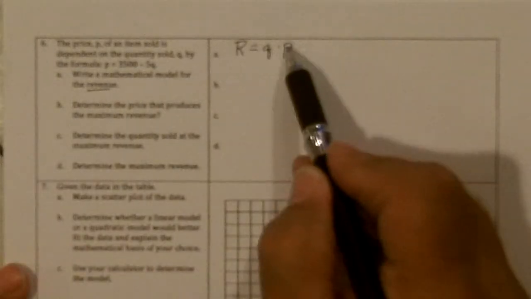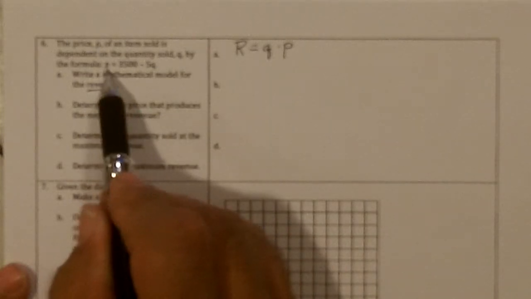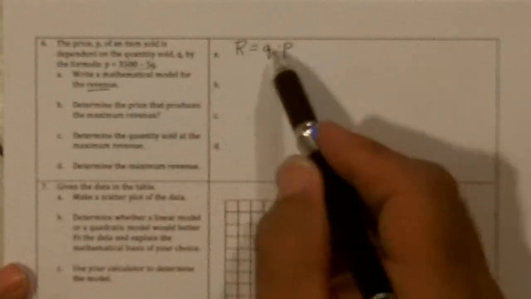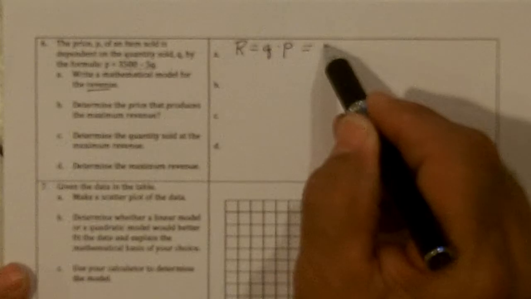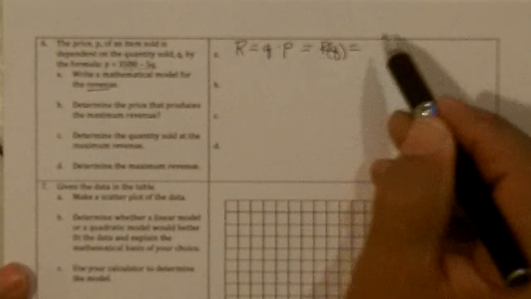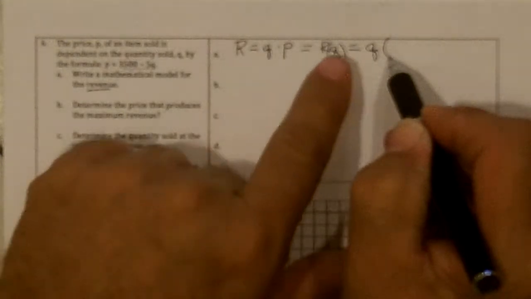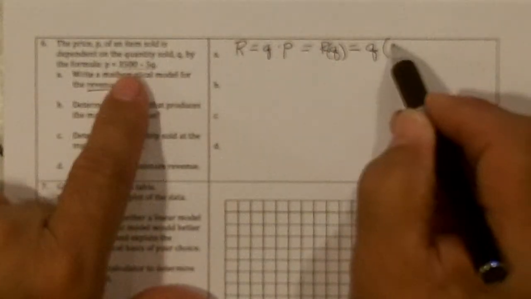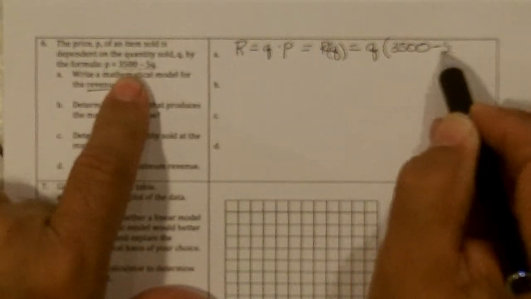So it didn't say write it as a function of P or of Q, so we could do it either way, and since it says P is equal to this, I can put that in for P, and I would have a revenue equation as a function of Q that would be Q times P, but P is 3,500 minus 5Q.